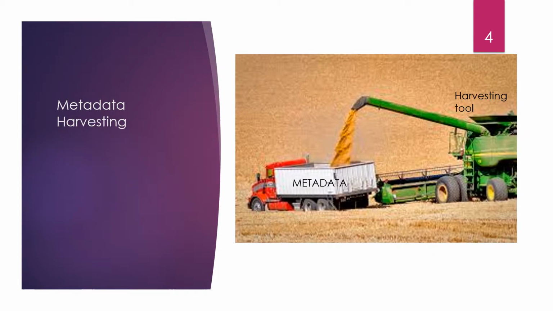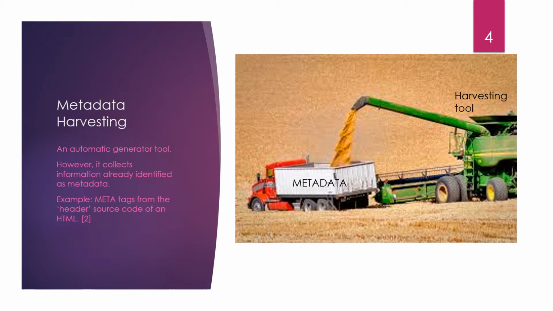So how is extraction different from metadata harvesting, another automatic generation method? Harvesting collects metadata from pre-existing fields. For example, it collects meta tags from the header source code of an HTML document. Harvesting collects information that was planned for collection, like a field is planted with the intention of collecting the crop.